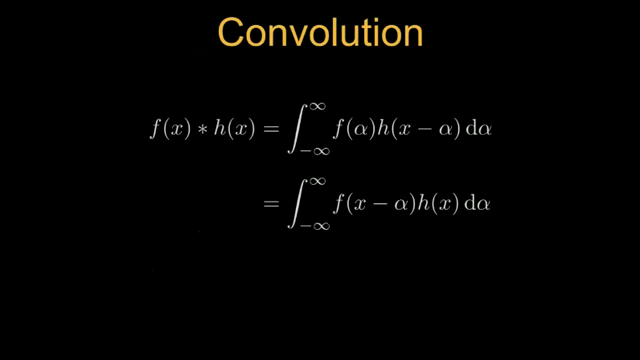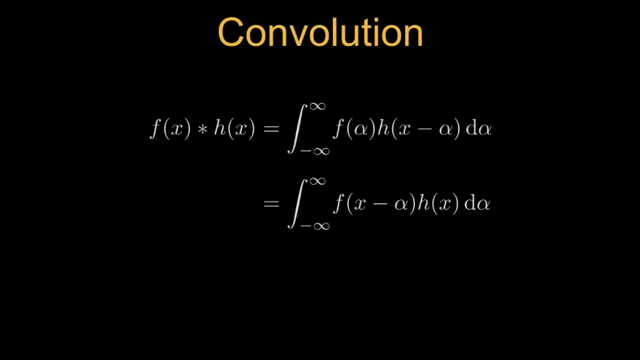Another important mathematical concept to introduce is convolution. Convolution is an operation that involves two functions. In this case, we have f of x and h of x. And this asterisk you see right here is actually the mathematical sign for convolution. And in some different texts, you'll have different notation. But generally, it's the asterisk.